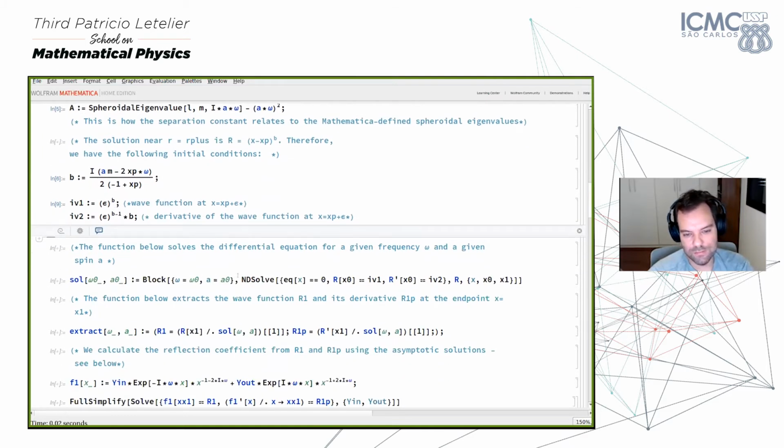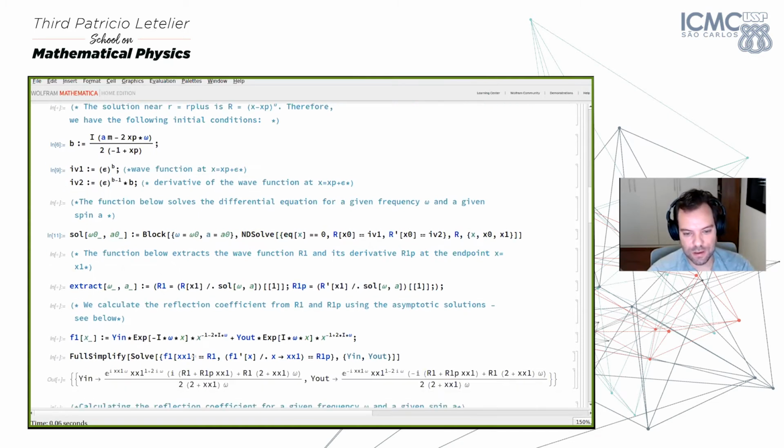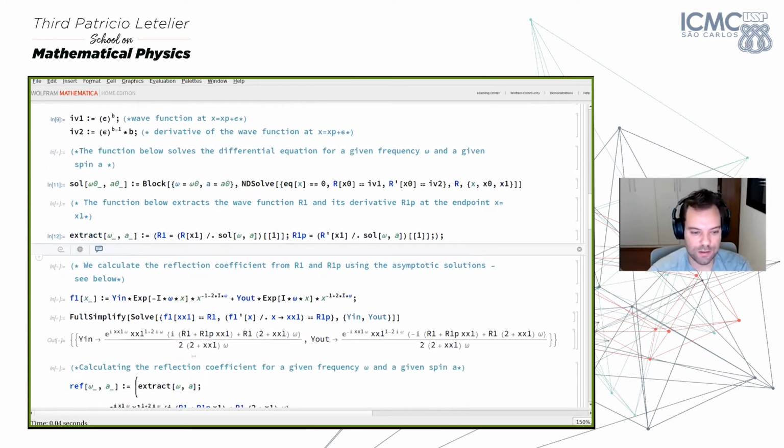And here I'm using Mathematica's NDSolve function. You could implement it by yourself by doing a discretization of the space and then evolving, but here, to make it simpler, I'm just using NDSolve. And then after you solve the equation, you have to extract the coefficients to get the reflection coefficient. So here we extract it.